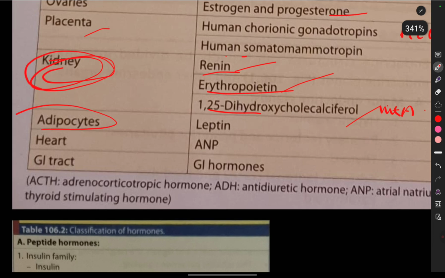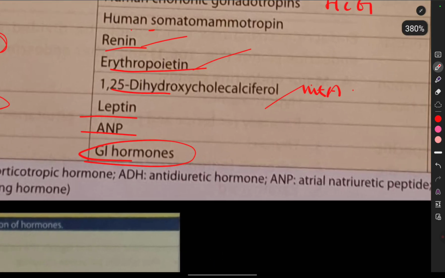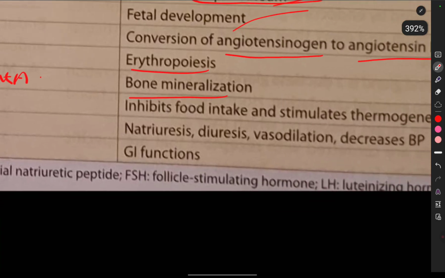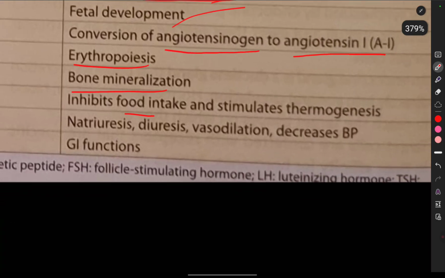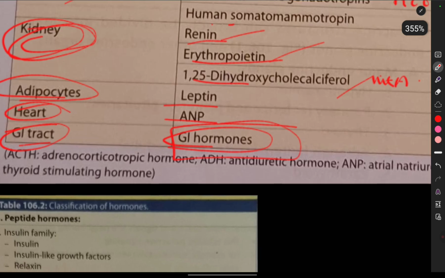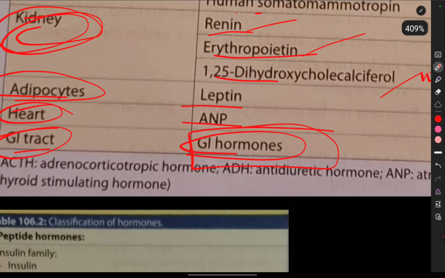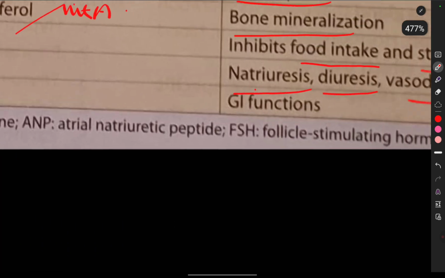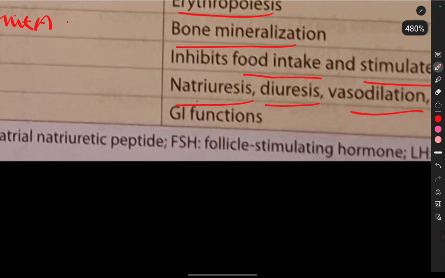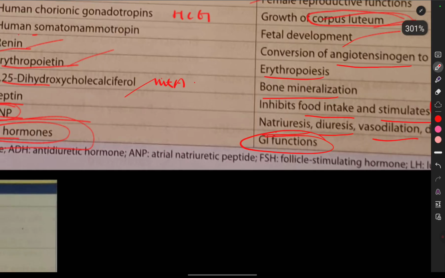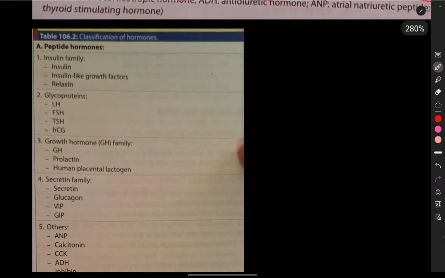Now we have the adipocytes, heart, and the GI tract. Adipocytes, leptin; heart, ANP; and GI tract, the GI hormones. We shall study this in gastrointestinal physiology as well. So leptin inhibits food intake and stimulates thermogenesis, and natriuresis, diuresis, vasodilation, and decreased blood pressure are caused by the hormone released by the heart, that is ANP. Now the GI tract helps in GI functions with pepsin, trypsin, etc. We shall study that further in this chapter and also in gastrointestinal physiology.